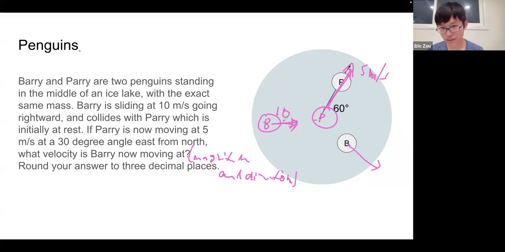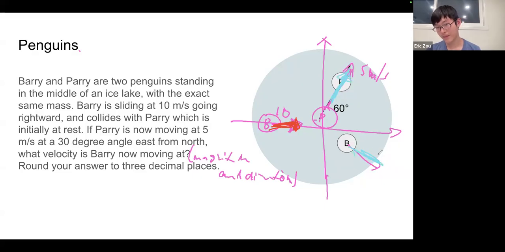Say the initial Barry speed is, so let's say we set up coordinates like this. This initial one should equal the sum. This one has magnitude 10. It should equal the sum of the blue ones right here. So you want to find the blue one that we don't know. Perry's is 5 meters per second. All right, I'm going to give you about 2 or 3 minutes, and I'll explain it then.